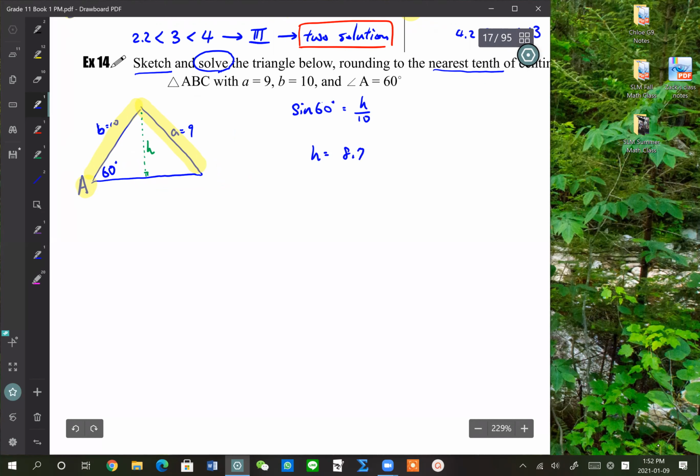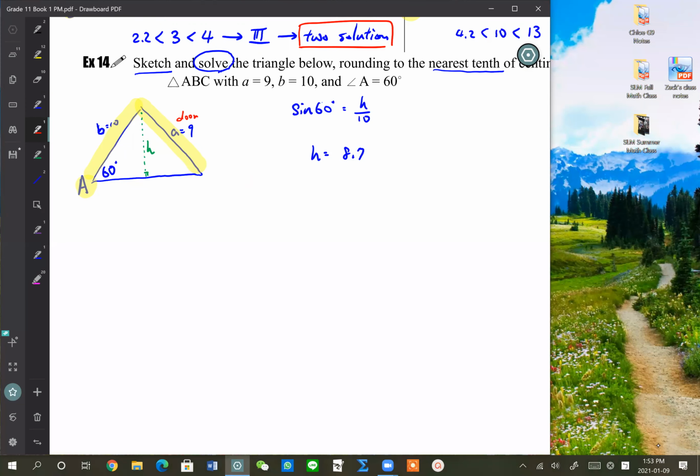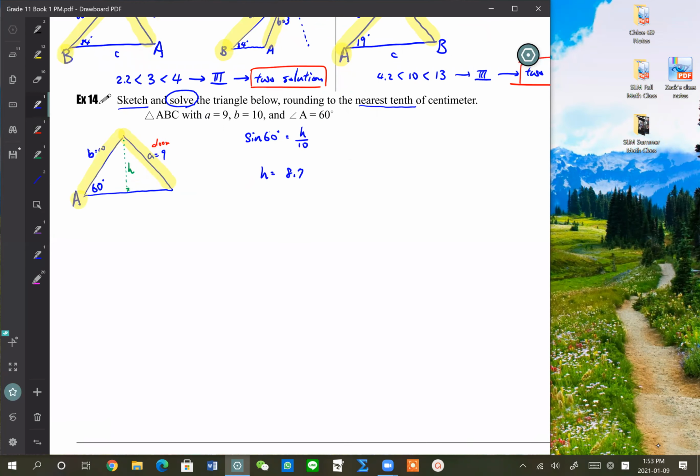Now we need to know which case this one is. 8.7, right? So this is the door. 9 is between 8.7 and 10. I think we just went over this one, right? When we were talking about the homework. So how many solutions do we have? Angela? 2. Yeah, this one will have 2. Okay, so between 8.7 and the 10, right? So this one is case 3. So 2 triangles.